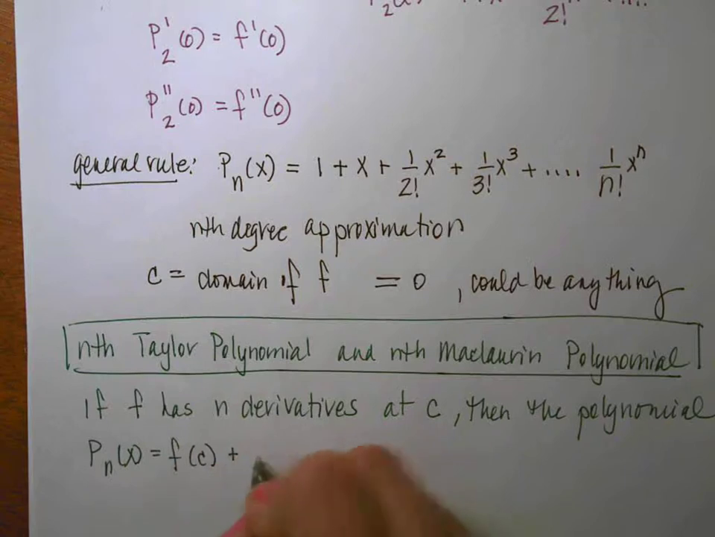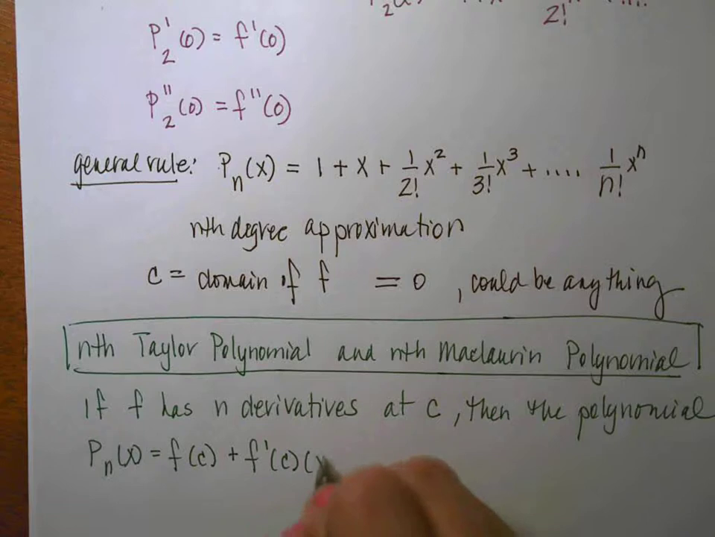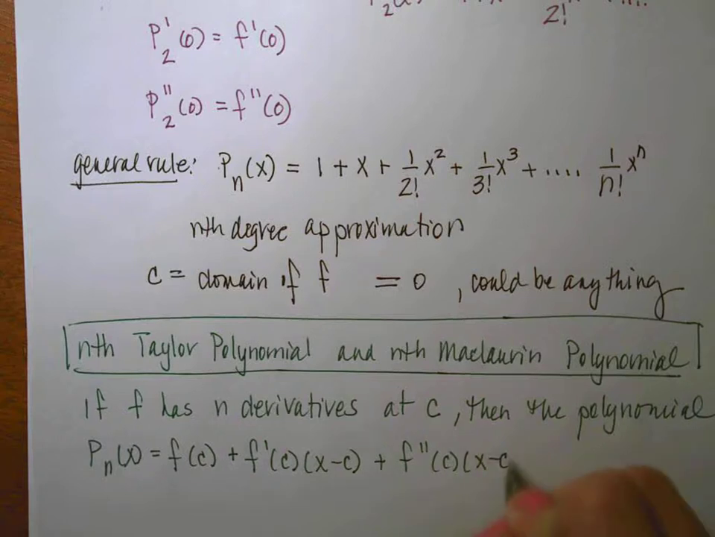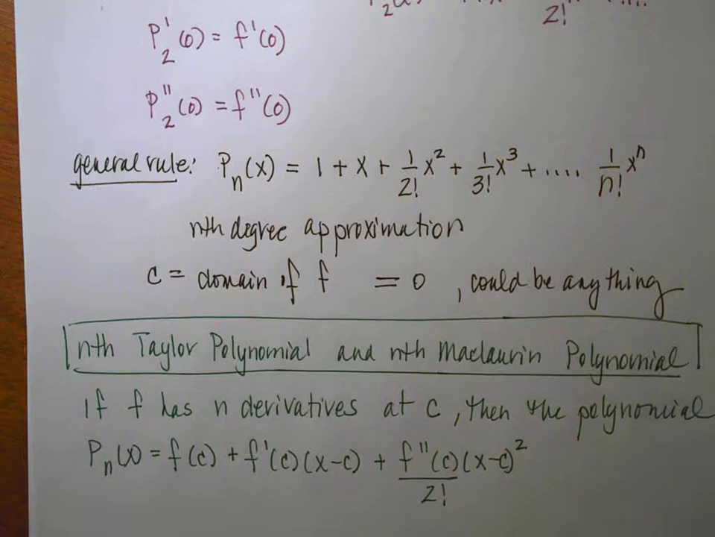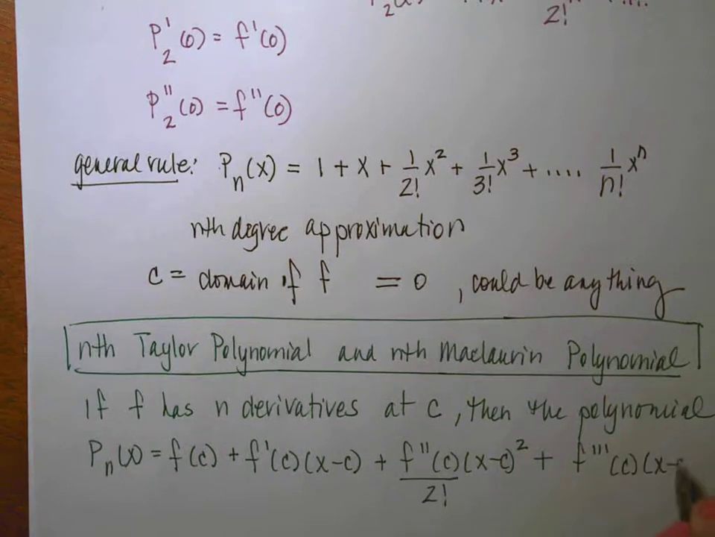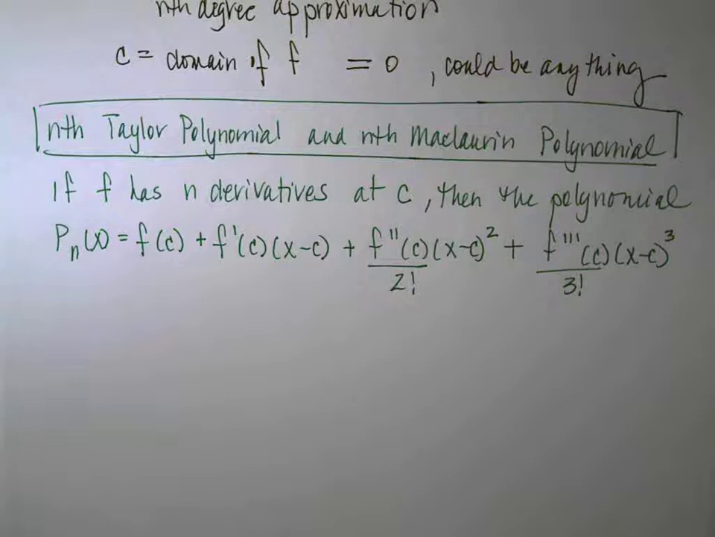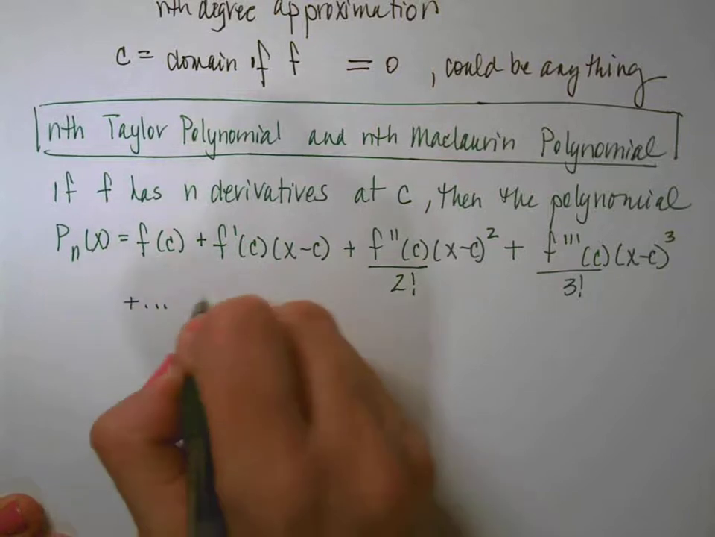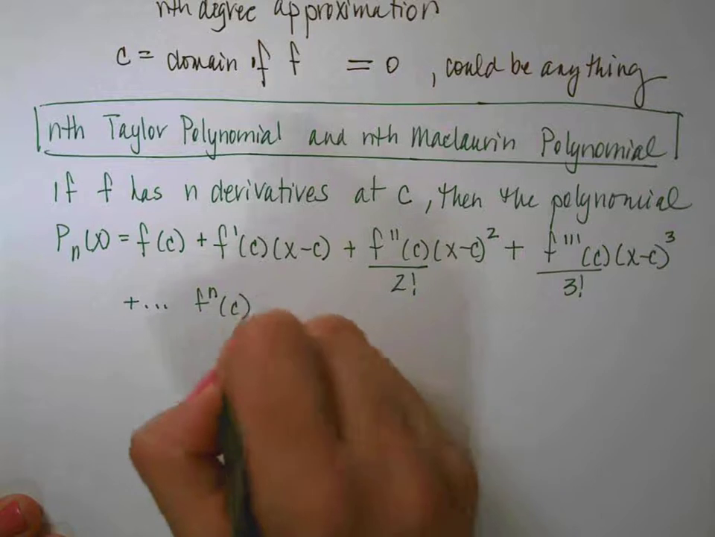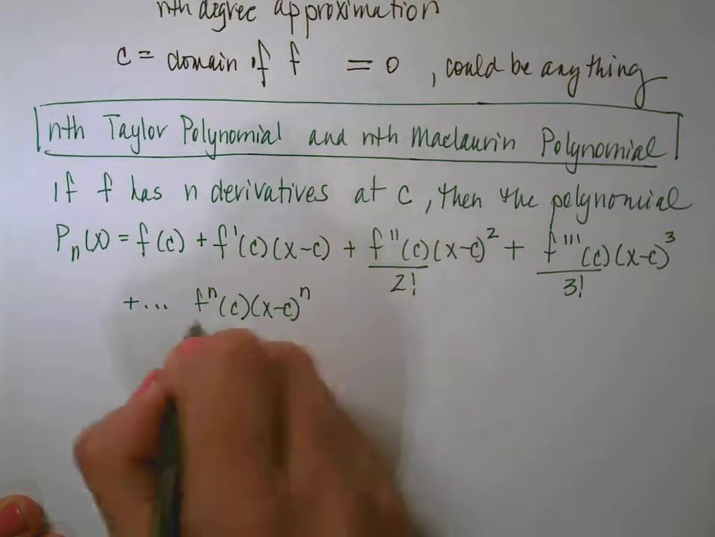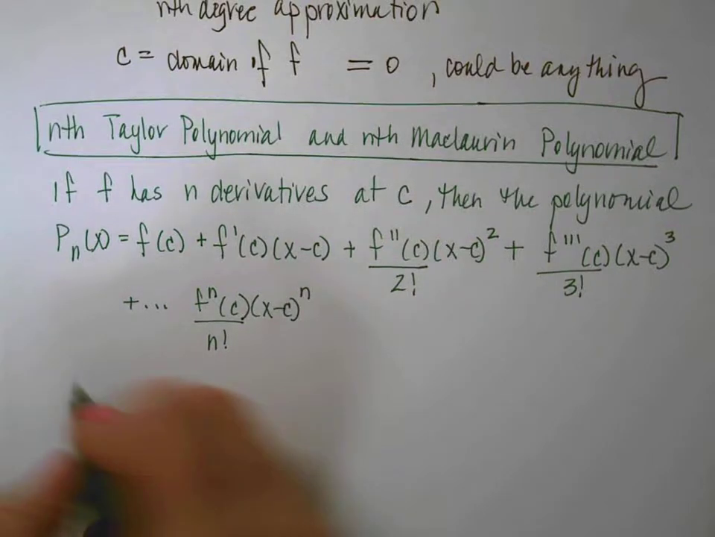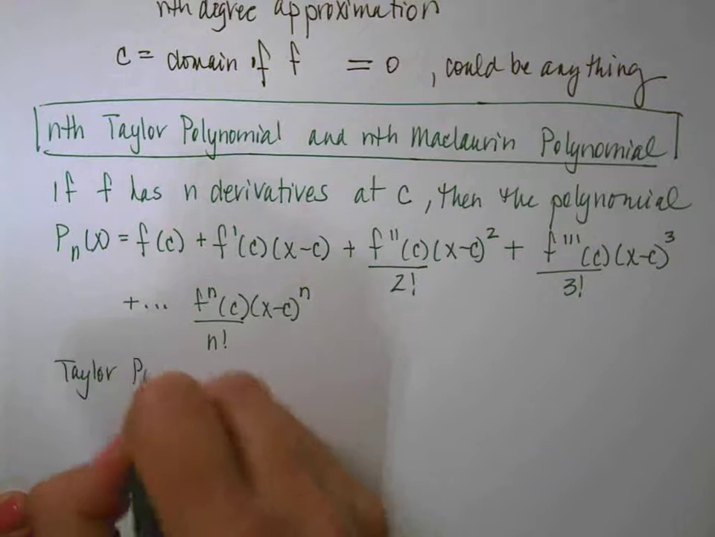Pn of x is equal to f of c plus f prime of c times x minus c plus f double prime of c and x minus c squared over 2 factorial plus, then I'll do another one, f triple prime of c times x minus c to the third over 3 factorial, okay? And I think the lighting's a little bit weird today, so sorry. Maybe I can make it be, oh, look at that. Let there be light. And then this would go on and on and on until I had the nth derivative evaluated at c, x minus c to the n over n factorial, okay? So this is going to be the Taylor polynomial.